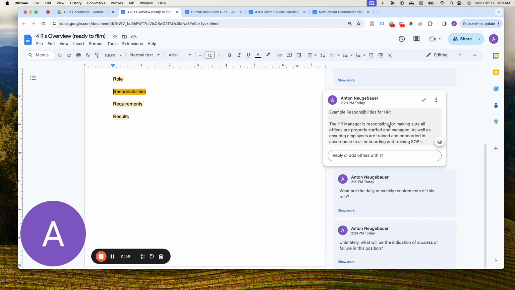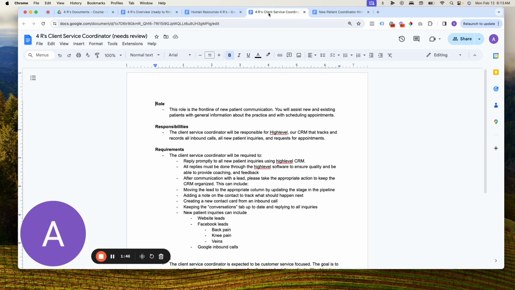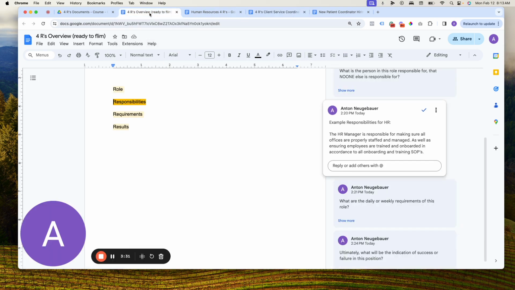Some example responsibilities for HR. The HR manager is responsible for making sure all offices are properly staffed and managed, as well as ensuring employees are trained and onboarded in accordance with all onboarding and training SOPs. For this one here, the client service coordinator will be responsible for High Level, our CRM that tracks and records all inbound calls, all new patient inquiries, and requests for appointments. You can add some more in here too if you want them to handle some marketing functions, which most of the time you are going to want them to do. But here's a basic template for you.